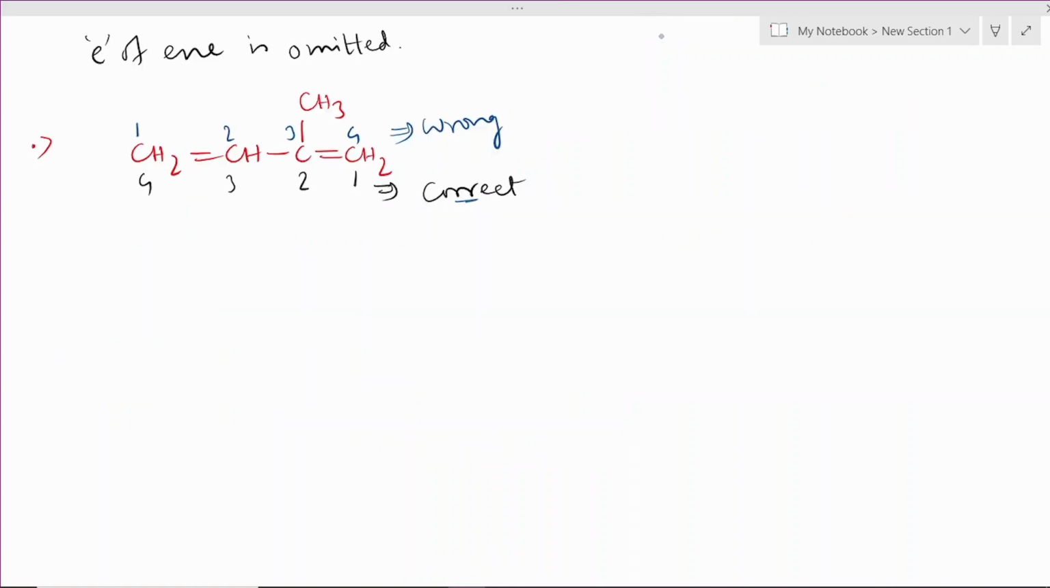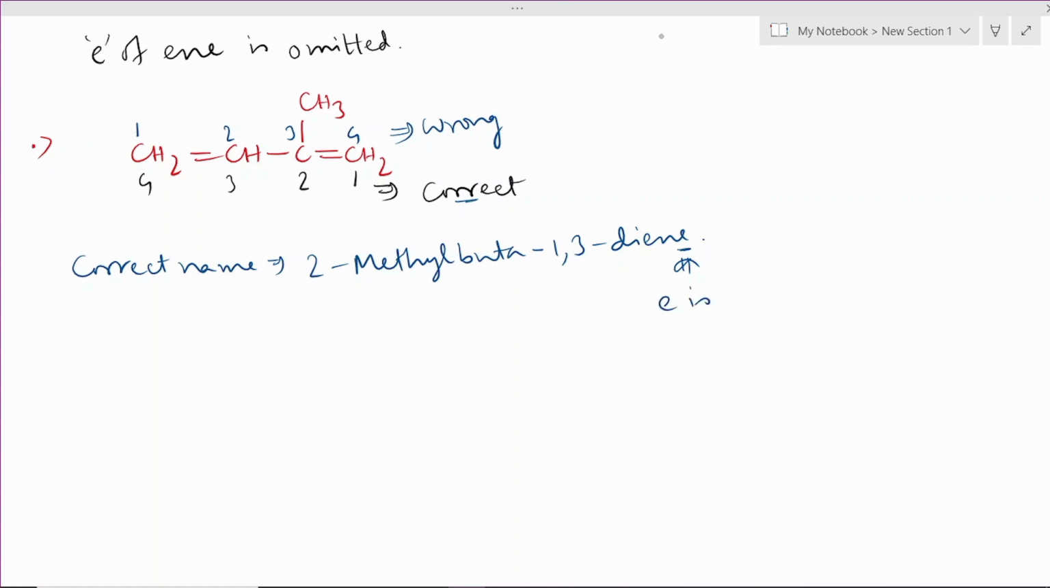And finally, this compound. The correct name of this compound will be 2-methylbuta-1,3-diene. As this diene is in a terminal position, that's why this e is retained.